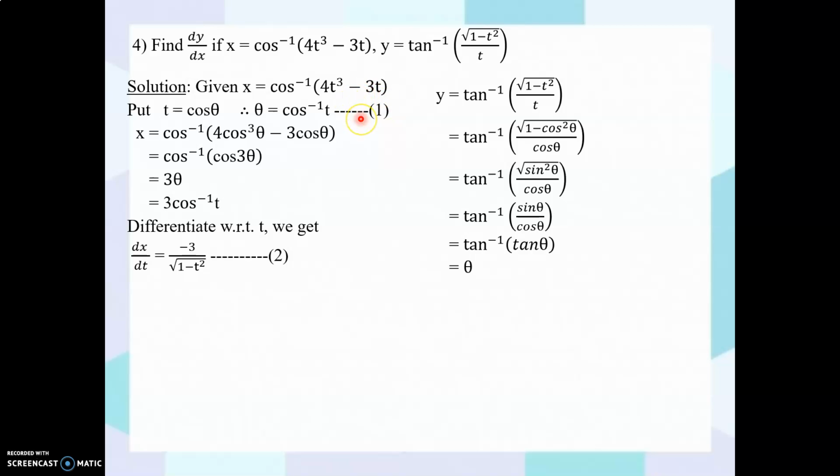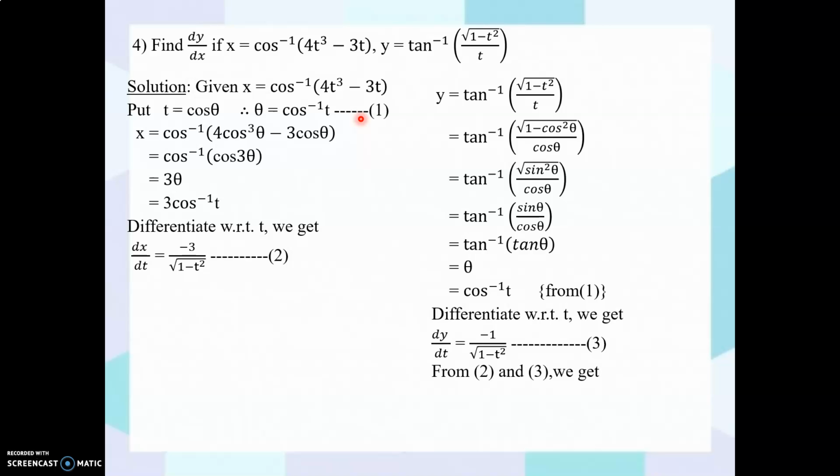In the place of theta, you can give cos inverse t. Derivative of cos inverse t is minus 1 upon root of 1 minus t square. Now we will find dy upon dx in terms of dy upon dt upon dx upon dt. So substituting these two values after cancellation, the root of 1 minus t square, both are in the denominator, so you can cancel. So minus 1 upon minus 3, that is 1 upon 3 is the final answer for the question.